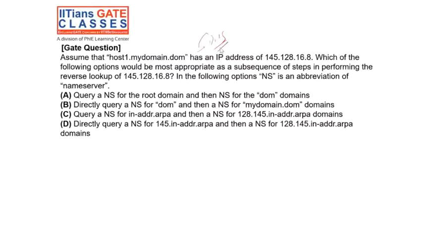Assume that host1.mydomain.com has an IP address, this one. Which of the following options would be most appropriate as a subsequence of steps in performing the reverse lookup of it? So reverse lookup means from IP to domain name, right? From IP to domain name, reverse lookup. So which subsequence of steps will be there in the name server?